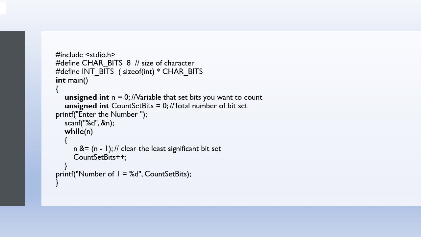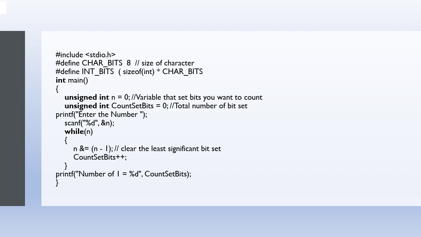This is how it looks. While n, n equals n AND n minus 1 clears the least significant set bit, count set bits plus plus, and then we can write printf number of ones equals %d, which is the count set bits, right? This is how we can go with that.